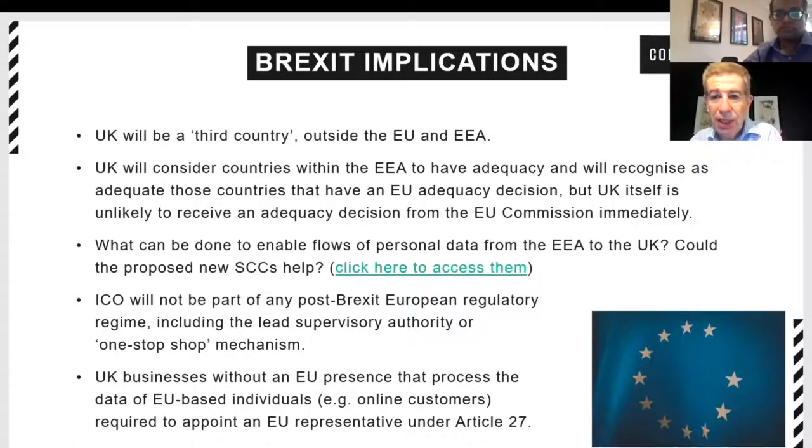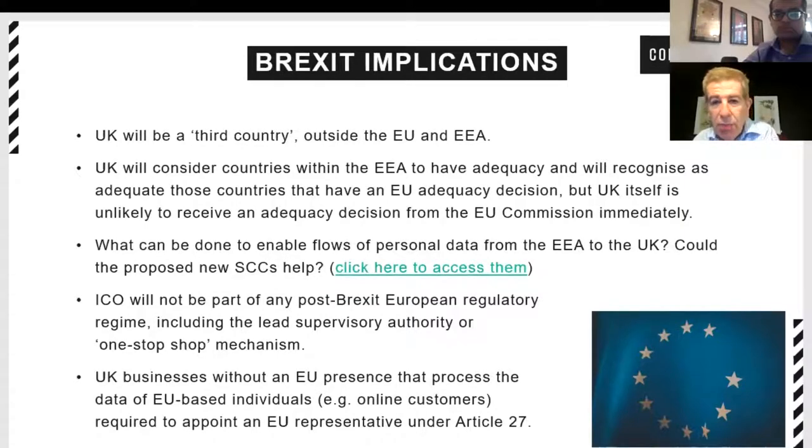Well, they must be designated in writing and they must be given a mandate to deal with queries by supervisory authorities and individuals. So importantly, the identity and contact details of the representative must be included in the privacy notices that you send out to individuals under Articles 13 or 14. The representative also must maintain a record of the processing activities of the controller or processor under Article 30.